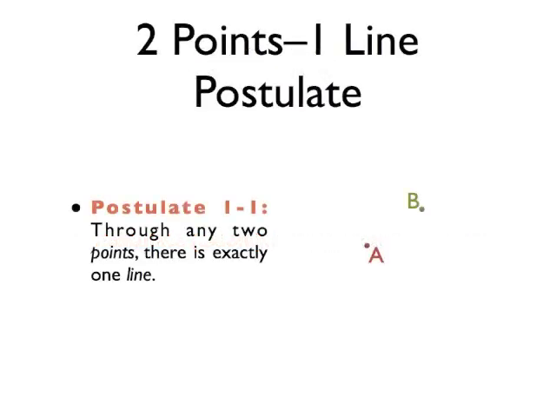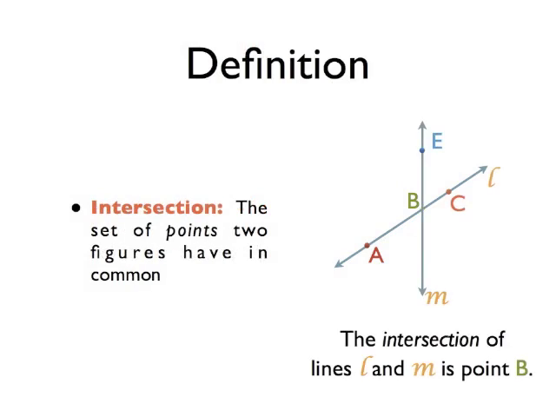Our first postulate I like to call 2 points, 1 line. What that says is that through any 2 points, there is exactly 1 line. We can easily accept this to be true because in order for 2 lines to go through the same 2 points, one of the lines would have to be curved, but we already know that a line is a straight path.